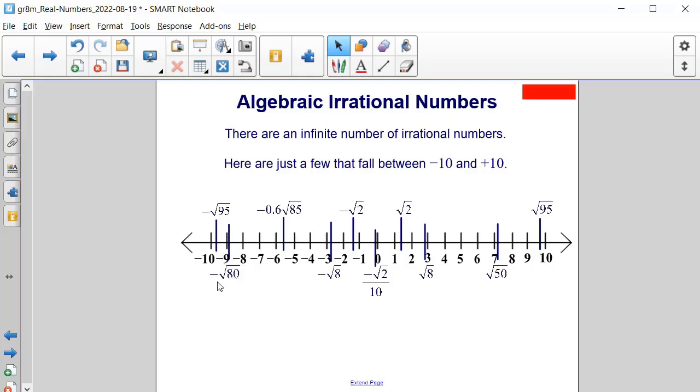because the negative square root of 81 is negative 9. We have negative 6/10 times the square root of 85. We have negative square root of 8, negative square root of 2, positive square root of 2. You have negative square root of 2 divided by 10. You have the square root of 8, square root of 50, and the square root of 95.